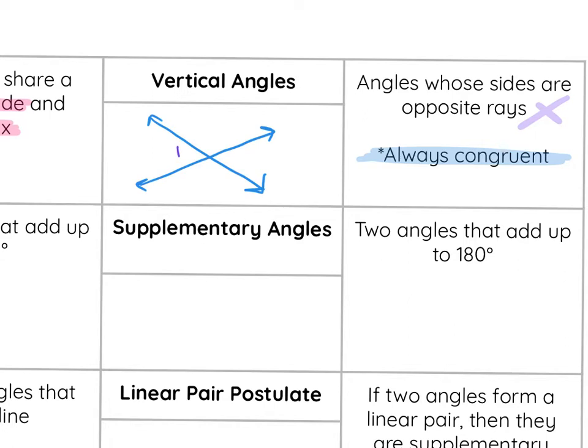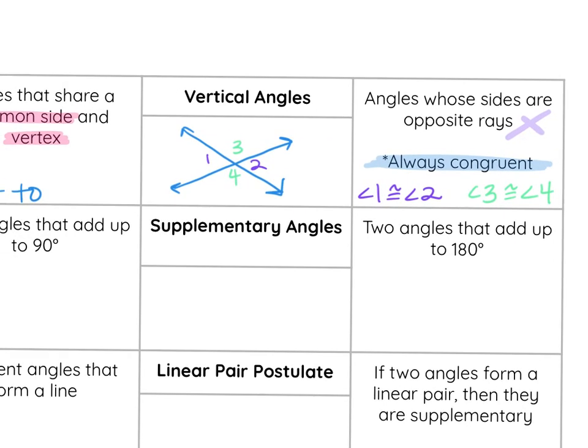So I have 1 and 2. Those are a pair of vertical angles. I have 3 and 4. Those are a pair of vertical angles. And again, they're always congruent. So angle 1 is congruent to angle 2. Angle 3 is congruent to angle 4. Okay, those are vertical angles.